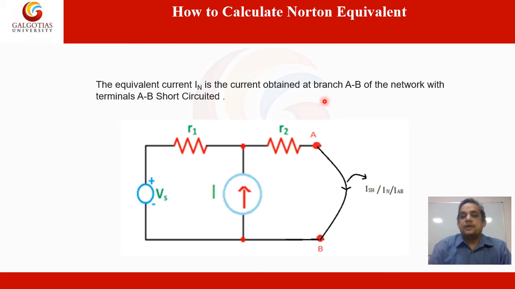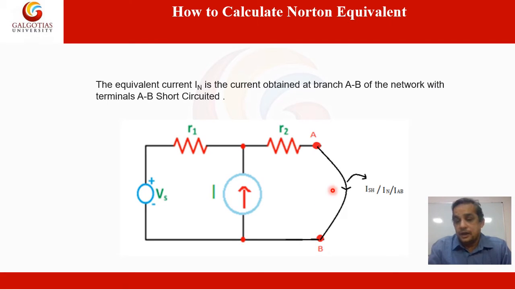Now come to how to calculate Norton equivalent. Here we give one circuit. There are two resistances R1, R2, one current source I, one voltage source. We find the current in RL through Norton equivalent. Firstly, you remove the RL from the circuit, and after that you connect the terminals A and B by wire. It means short circuit of terminals A and B. Okay.